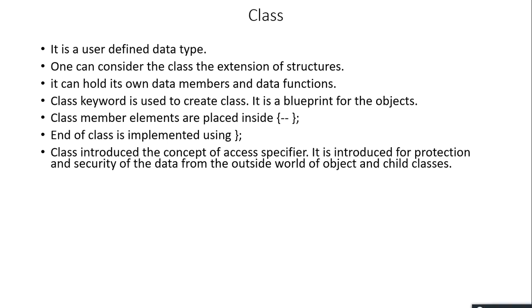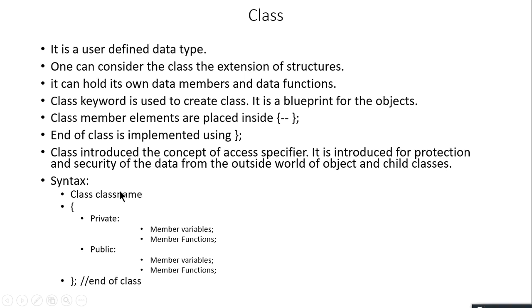Now the second problem in structures was that you cannot secure the data, so classes introduced the concept of access specifiers. These are specially introduced for the protection and security of the data from the outside world of objects and child classes. Now these child classes relate to a very important topic of OOPS, that is inheritance, and I will cover the topic of child classes and protected member access in the video on inheritance.